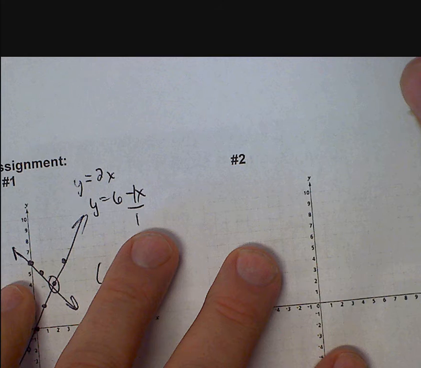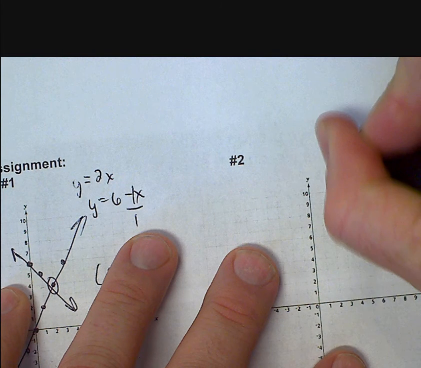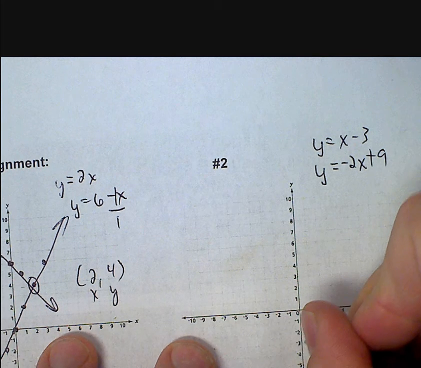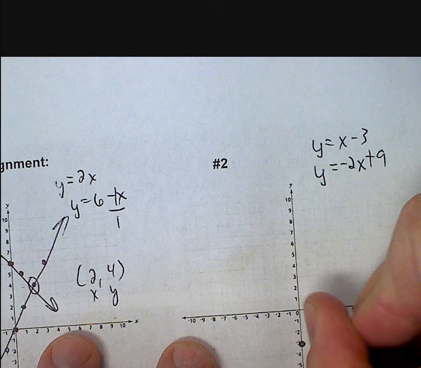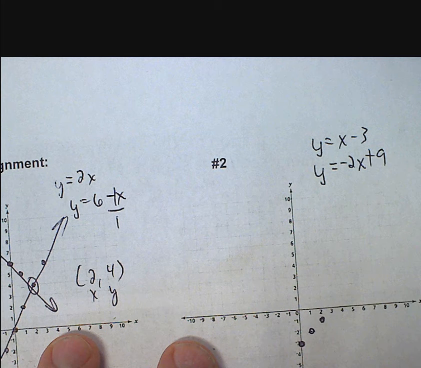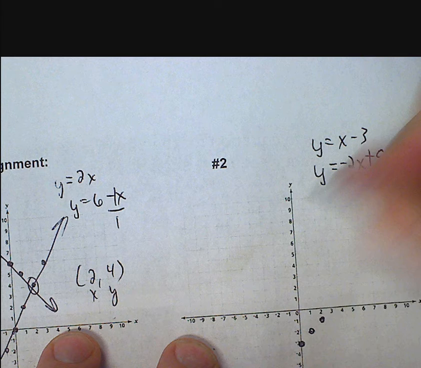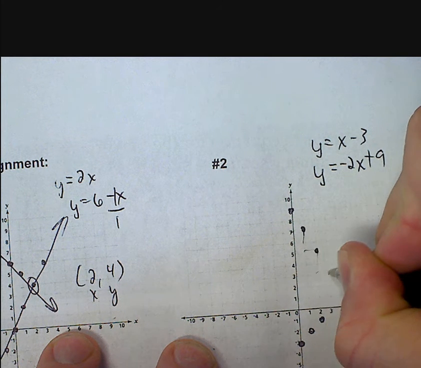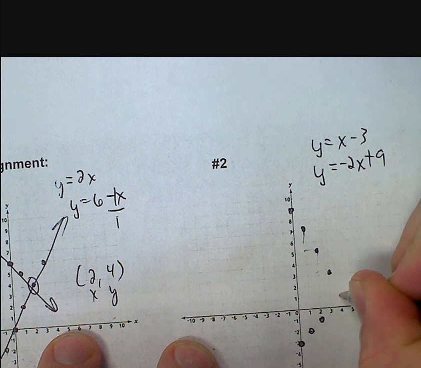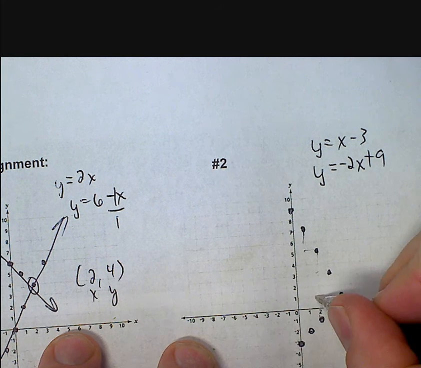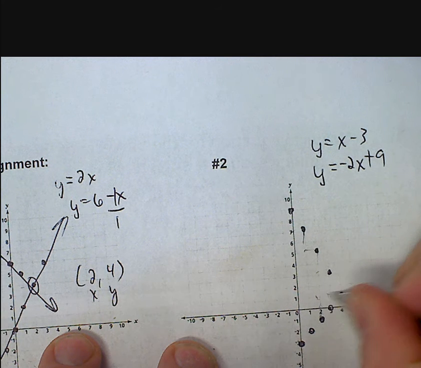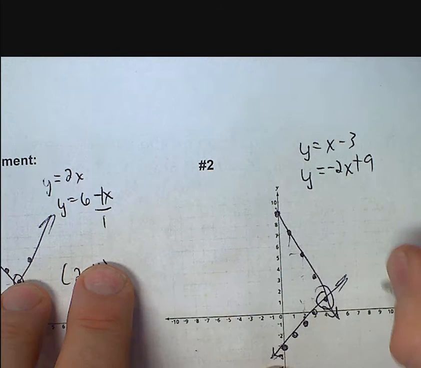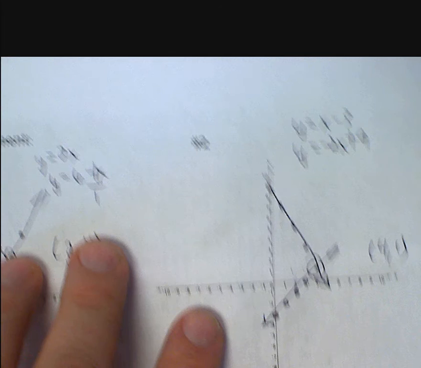Number 2, they give me y equals x minus 3. They give me y equals negative 2x plus 9. So I'm going to start at negative 3. I'm going to go up 1 over 1, up 1 over 1. I'm going to start at 9. I'm going to go down 2 over 1, down 2 over 1, down 2 over 1, down 2 over 1. If I go up 1 over 1, up 1 over 1, I see where they intersect. They intersect at 4, 1.